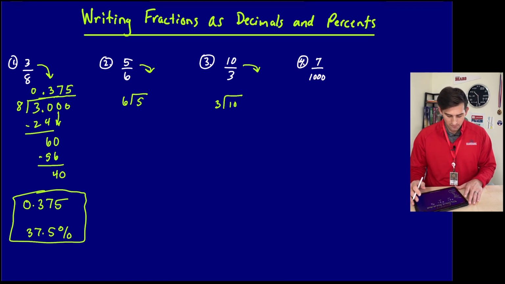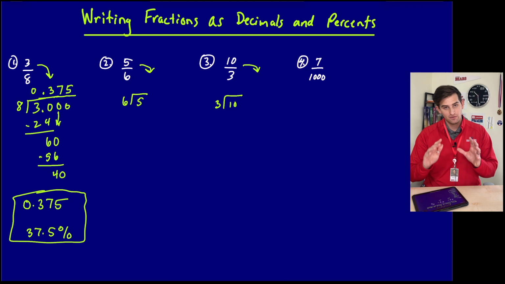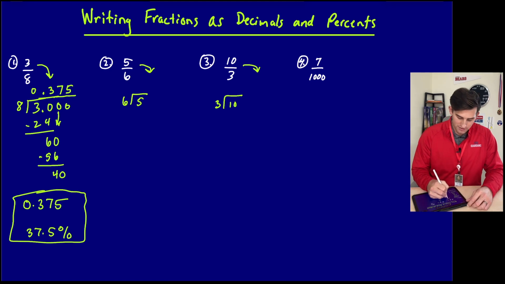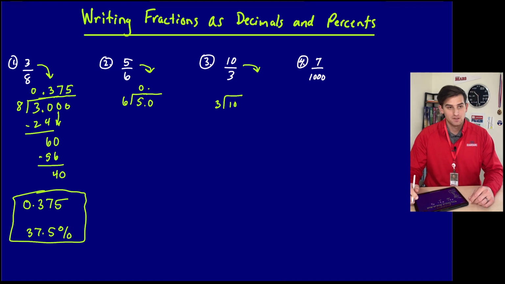All right, number 2, 5 over 6. So we've already written it as our long division. Once again, we need to add a decimal and a 0 here in order to divide. And 6 will go into 50. 6 times 7 is 42.